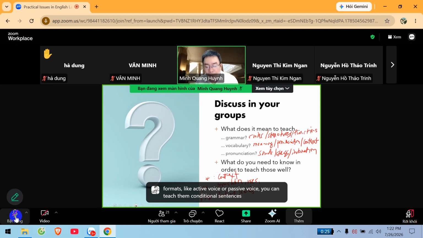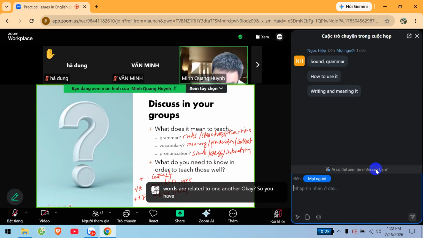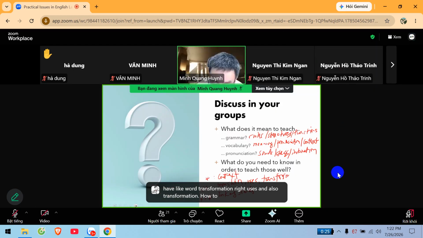Okay. Vocabulary, you teach them meaning most of the time, but also how to use the words in context, how they are pronounced, how words are related to one another. So you have word transformation, right? How to turn a noun into a verb, how to turn a verb into a noun, how to create adjectives from nouns, how to create adverbs from adjectives, and so on, right?